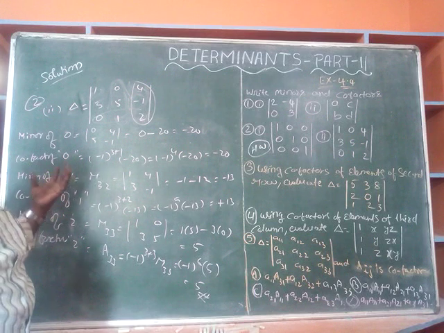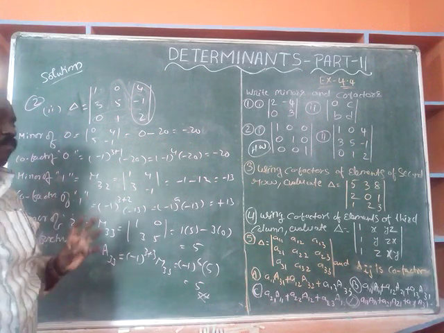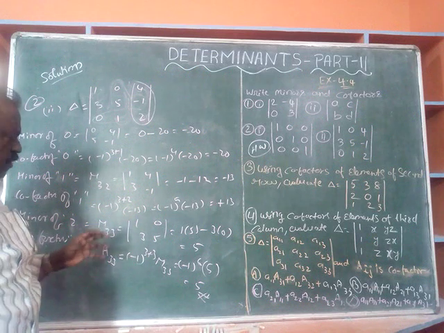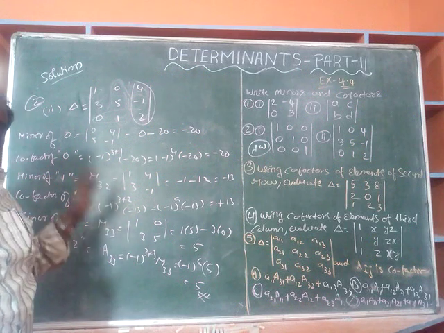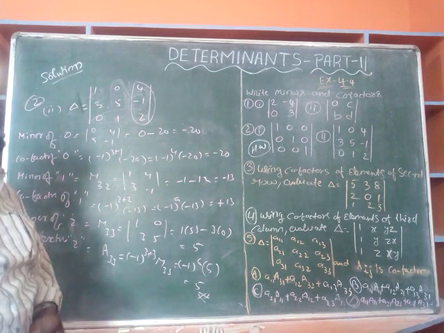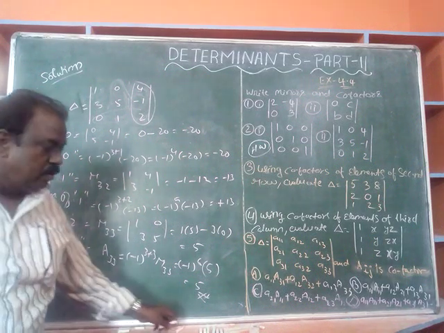Like that we have to calculate while we are finding the minor and cofactor. Cofactor is very difficult because of the minus 1 power of its position. The plus and minus arithmetic is very, very important.